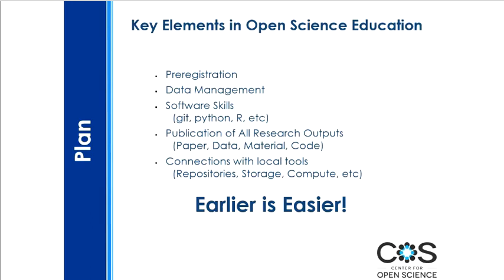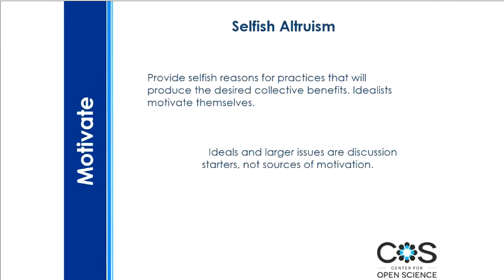cannot be shared, etc. So I'd say the two big challenges here are to get people to move all of this earlier and to get them to recognize that all of these things are open science practices. In terms of getting them to actually implement them, I always go with a selfish altruism approach.